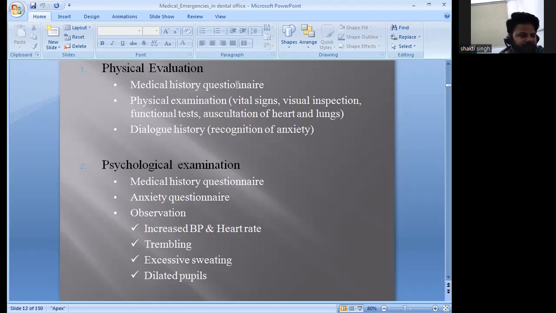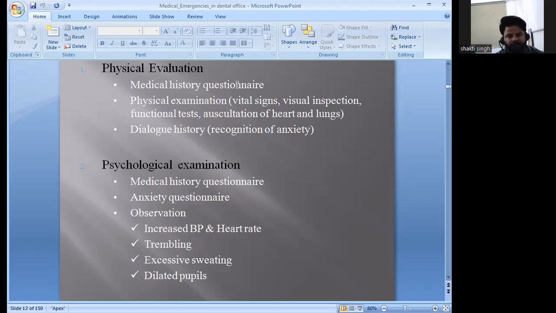Then we come to the physical examination. Basically, physical examination includes the psychological examination, sorry. That includes the medical history questionnaire again, then the anxiety questionnaire. You have to ask the anxiety questionnaire, then observation of whether there is any increased blood pressure or heart rate, as well as any trembling or excessive sweating. All this happens when the patient is in anxiety, as well as dilated pupils. So these are the things that we need to take into consideration at the time of psychological examination of the patient.